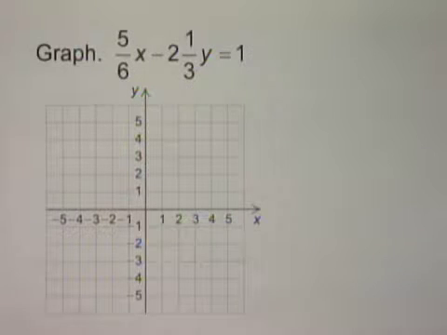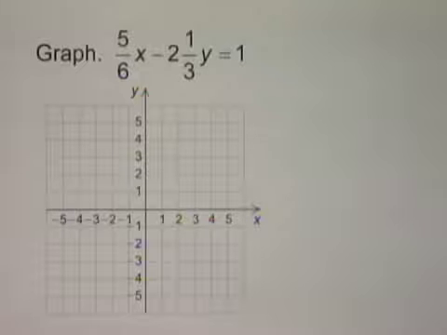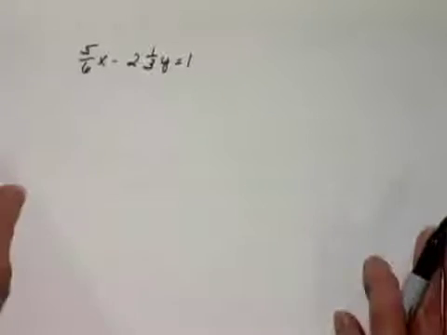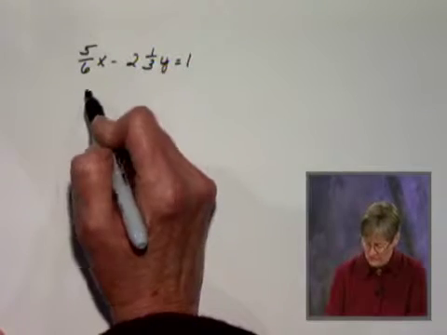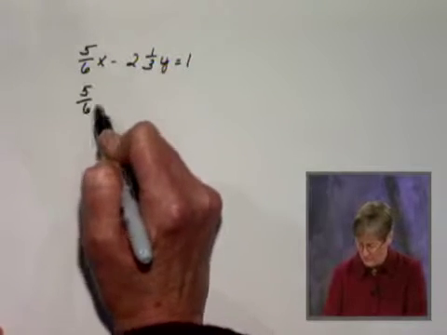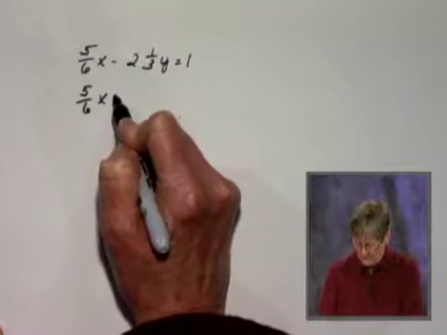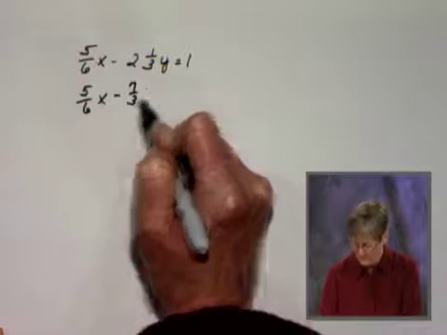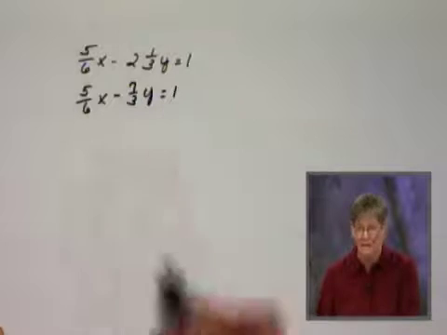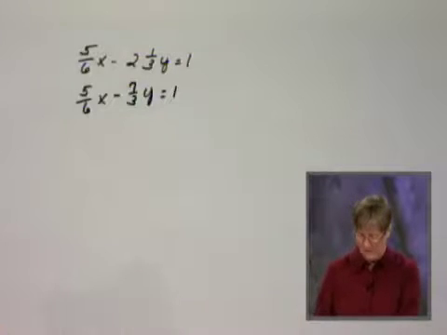So I'd like to rewrite the mixed numeral in terms of a fraction and use that when I'm finding values for x and y that satisfy the equation. So let's start with the equation and let's rewrite that mixed numeral as 7/3. So I have 5/6 x minus 7/3 y is equal to 1. And now let's find some values.